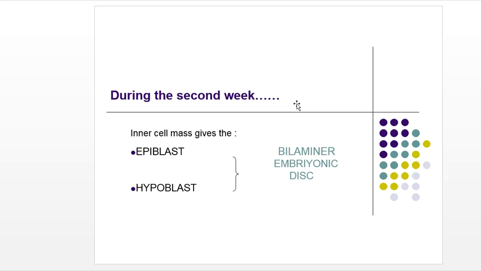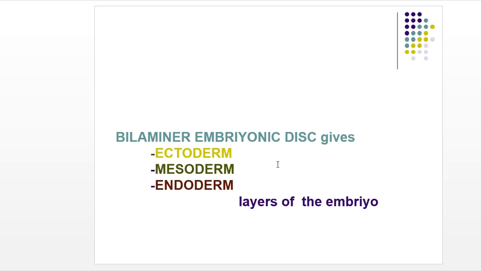The most important thing is differentiation of the inner cell mass or embryoblast in two layers, epiblast layer and hypoblast layer, and we say that these two layers together making a bilaminar embryonic disc. In the more development, bilaminar embryonic disc give ectoderm, mesoderm and endoderm layers of the embryo. I will talk about it in the next session in detail.